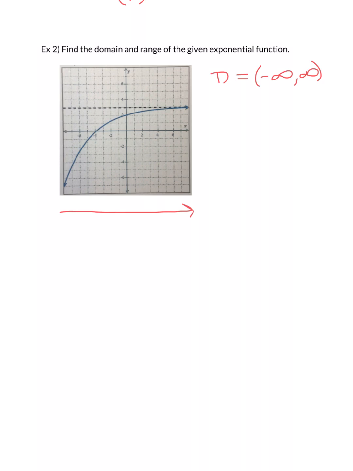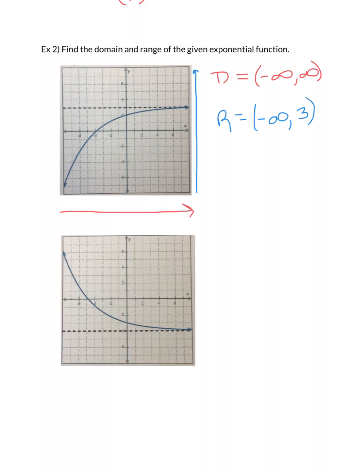For the range, we go from the bottom to the top. So when we come from the bottom, what's happening? That graph is going downward forever. So it's coming from -infinity. Where is it stopping? It's getting closer and closer to that asymptote. That asymptote's occurring at the y value of 3. But because it never crosses the asymptote, the 3 is not included, so it gets a parentheses.